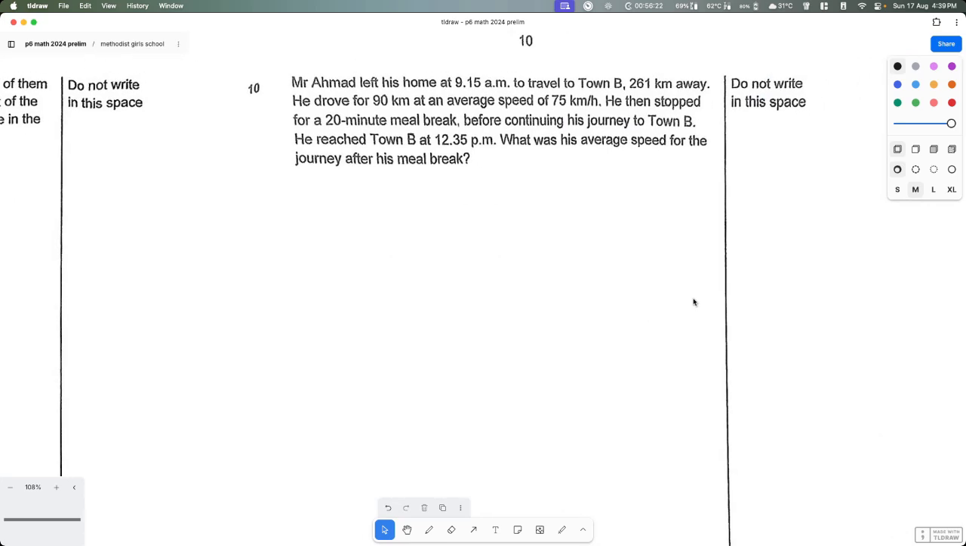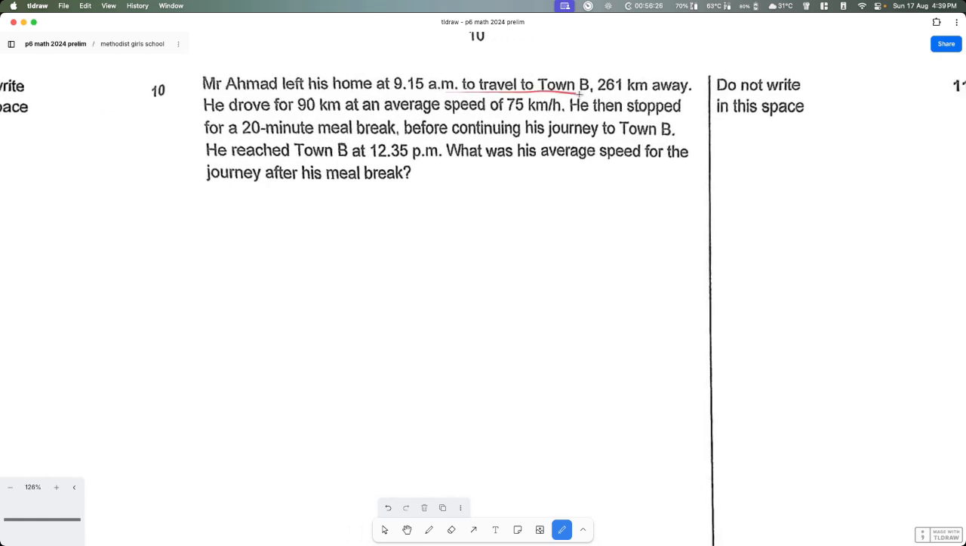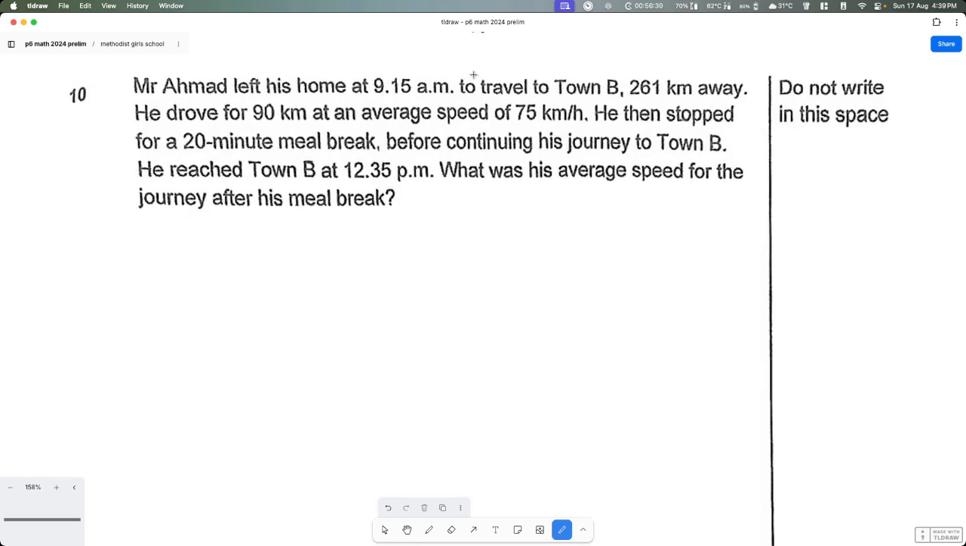Question number 10. Mr. Ahmad left his home at 9:15 a.m. to travel to town B, 261 kilometers away. He drove for 90 kilometers at an average speed of 75 kilometers an hour. He then stopped for a 20 minutes meal break before continuing his journey to town B. He reached town B at 12:35 p.m. What was his average speed for the journey after his meal break?